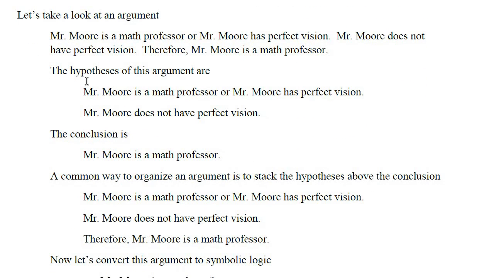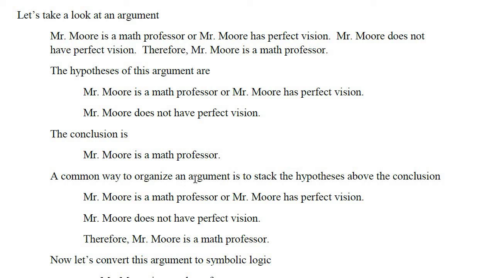So let's take a look at an argument. Mr. Moore is a math professor, or Mr. Moore has perfect vision. Mr. Moore does not have perfect vision, therefore Mr. Moore is a math professor. So for this argument, the hypotheses are: Mr. Moore is a math professor, or Mr. Moore has perfect vision. Also, Mr. Moore does not have perfect vision. So these are my two hypotheses, and the conclusion is Mr. Moore is a math professor.